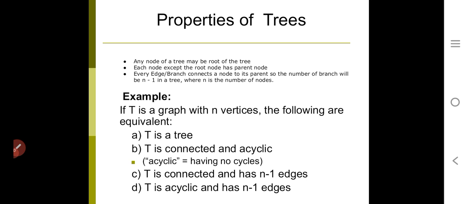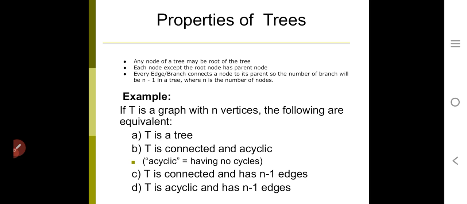This is one of the properties. Then property 2: any node of a tree can be made the root of the tree. So every vertex of a tree makes another tree, or it is a root of the tree. Then each node except the root node has a parent node. That means every vertex in a tree has a parent vertex.